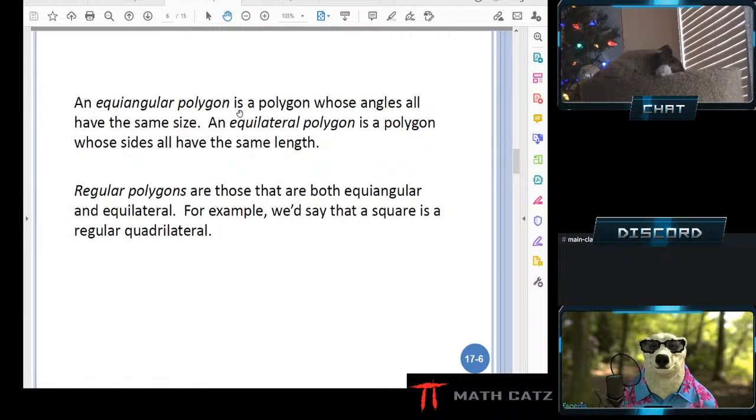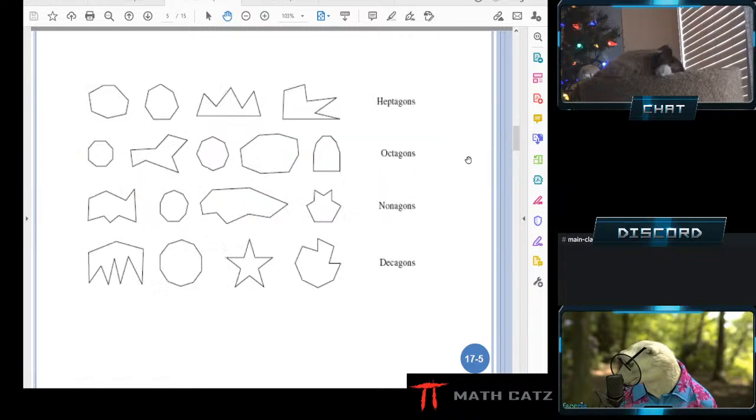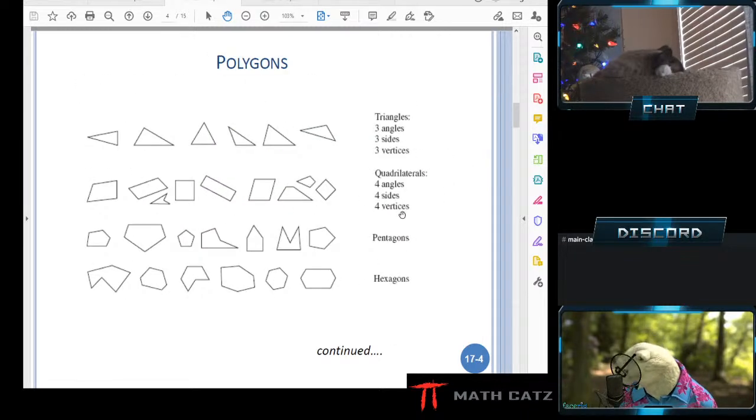Equiangular is a requirement just on the angles. Equilateral is a requirement just on the side lengths. If I get both, which isn't always going to be the case, I call it a regular polygon. So a regular polygon has the most structure possible that we're going to look at.